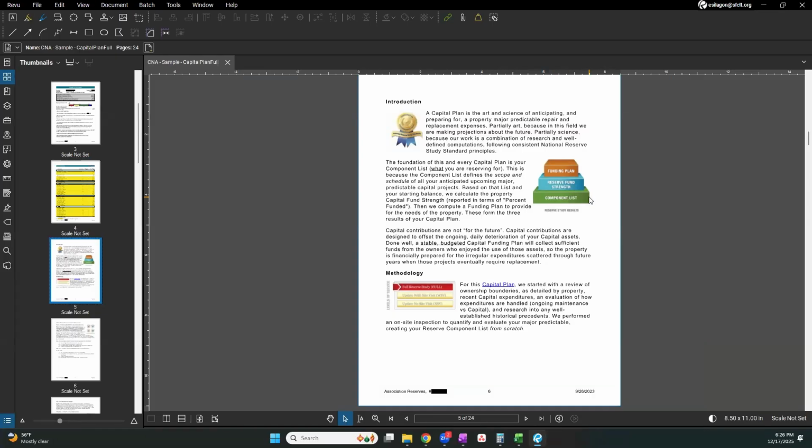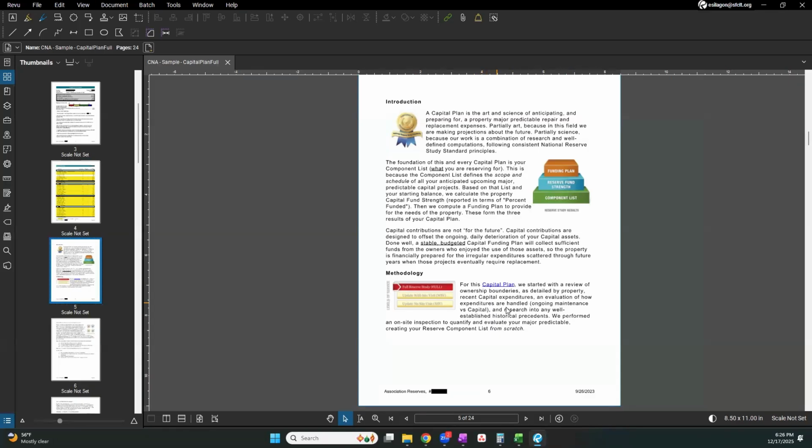They started as a foundation with the list of components, and then they compared it against the reserve fund that we have and identified how strong our current reserve fund is. And then from there, they built a funding plan for us. So this component list, this is the CNA. And then the reserve funding strength and funding planning, that's the reserve study portion.